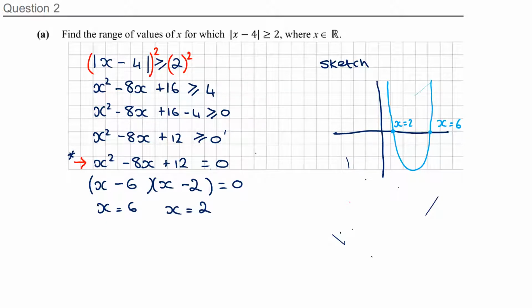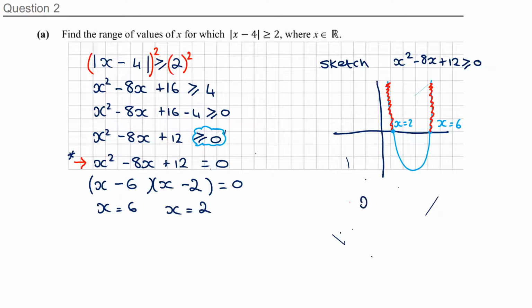Now, if we go back to the line above it, we wanted where it was greater than or equal to 0. So I'm going to write this in here. We have x squared minus 8x plus 12 is greater than or equal to 0. So where is it greater than 0? Where is y above the x-axis? And the answer is here, where I'm showing in red.